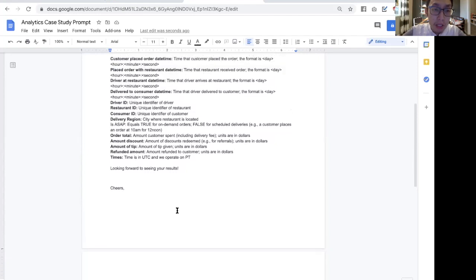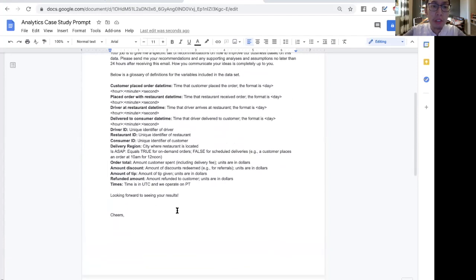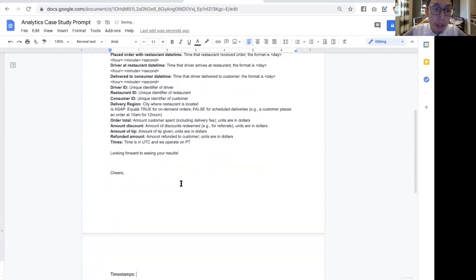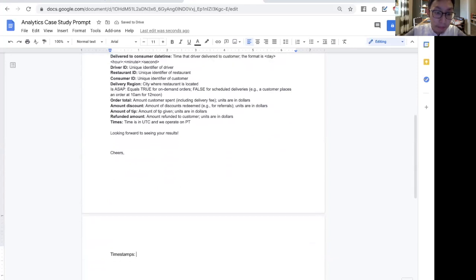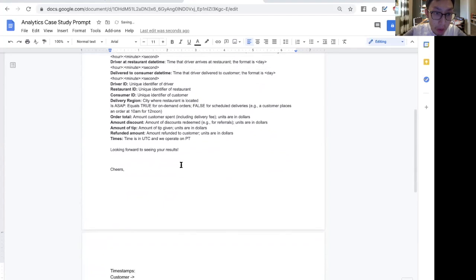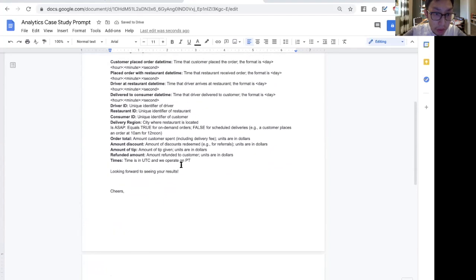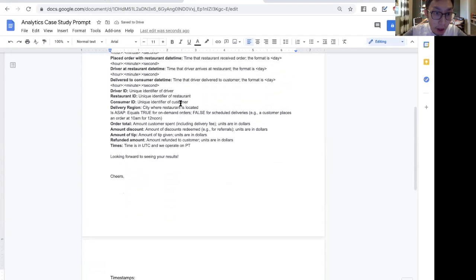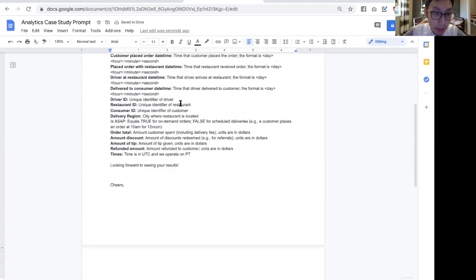So one of the things I'm curious about is that there are a lot of different timestamp components here, as we see, from the customer placing the order, in between to the restaurant picking up the order, right? And then the driver arriving at the restaurant.